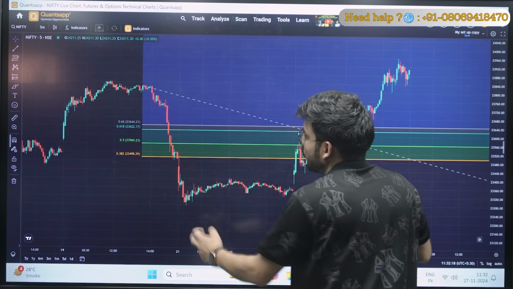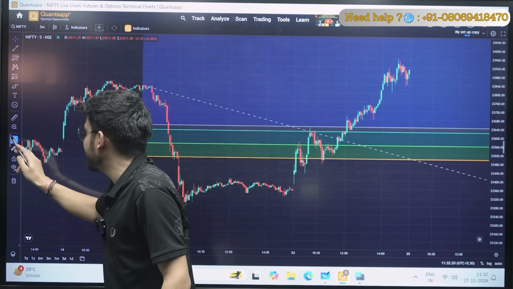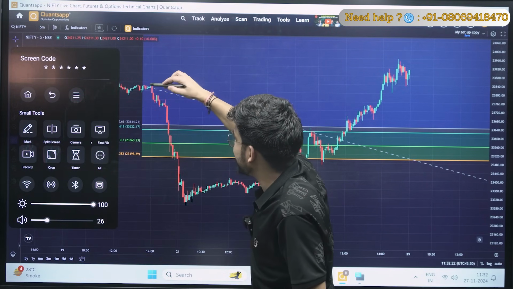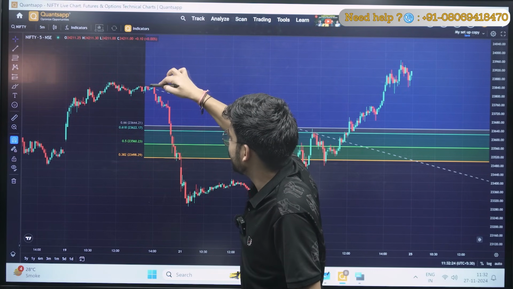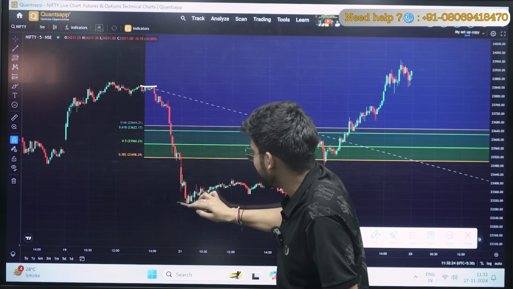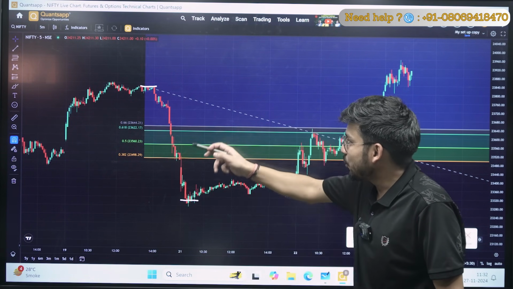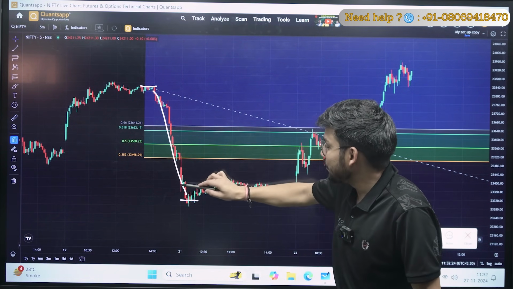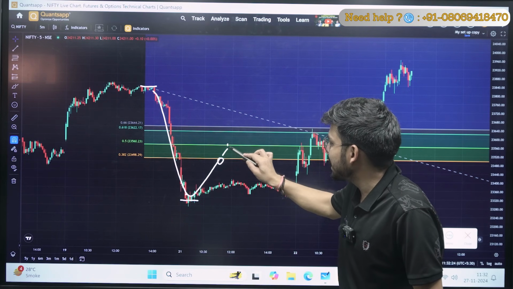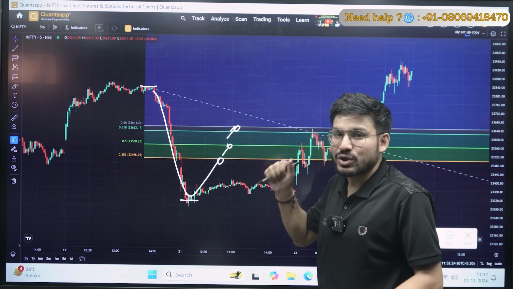You can see there was a good downward movement in the Nifty. When this movement came from this point to this point, at that point of time I applied this Fibonacci retracement. Now I want to know if this trend will retrace back from this level, or this level, or this level. That is my aim.